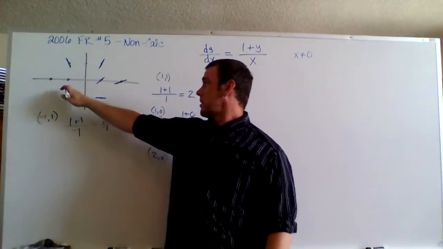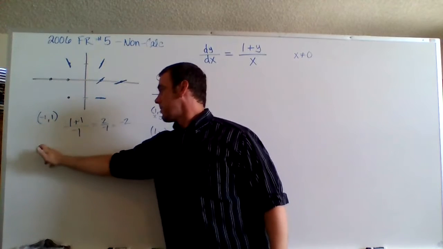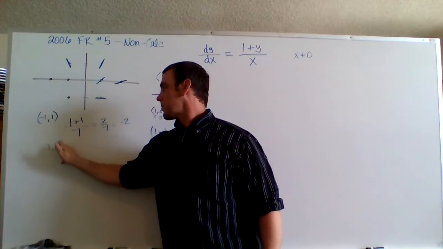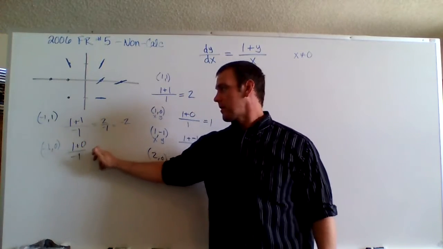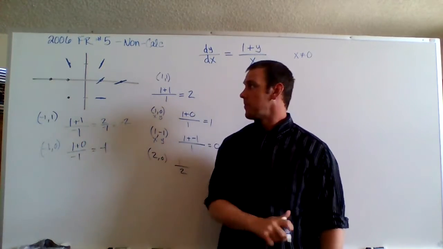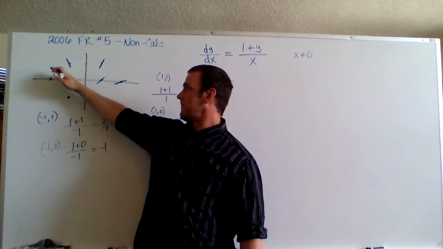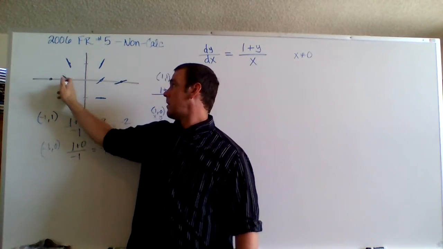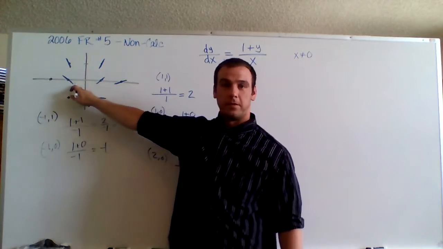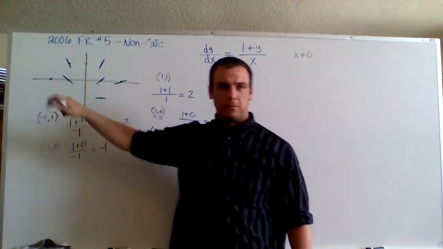Next one I'm going to do here is going to be (-1, 0). So here we get 1 plus 0 divided by negative 1, which gives me negative 1. So I want it to be 45 degrees as well. Make sure it's going down to the right. Okay, make sure this is more steep than that, if that was negative 2 and this is negative 1.